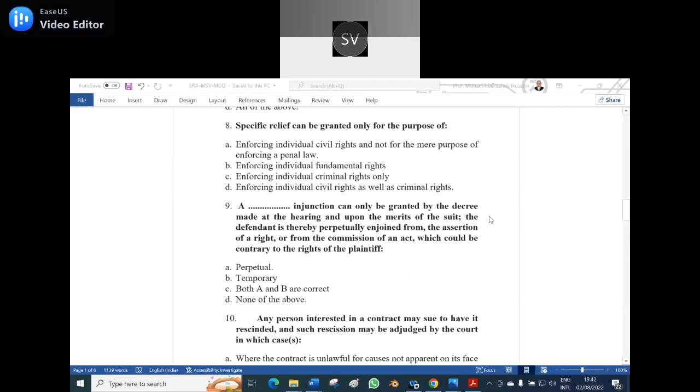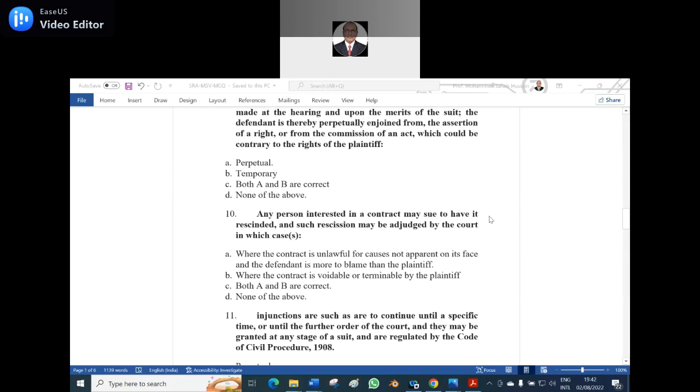Ninth question. Upon the merits of the suit, an injunction will be granted to prevent the commission of an act which would be contrary to the rights of the plaintiff. Option A, perpetual. Option B, temporary. Yes, the answer is perpetual. Please read all the options A, B, C, D.